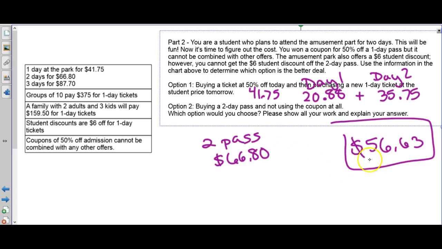Now on the assignment itself, it may work out differently. I don't know for sure because I'm using different numbers. So it could be that the 2-day pass is cheaper. You do have to make sure you look and see which one is the actual cheaper amount.